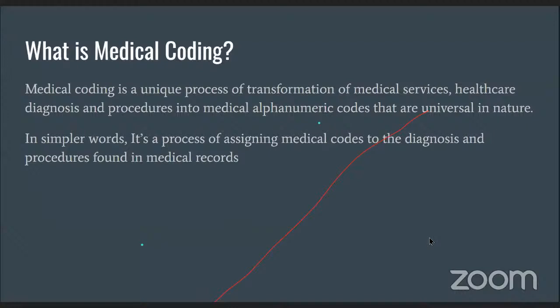Now, as I keep on saying alphanumeric, yes, most of the codes are alphanumeric. That means it's a combination of alphabet and number, or in some cases they are simply numbers also. And they are universal in nature, as I have said. That means anywhere you go in the world, pretty much the code for a given condition is going to be the same. Let's say we take a condition like tonsillitis, the code for it is going to be the same anywhere, any place, any country that you go in the world.